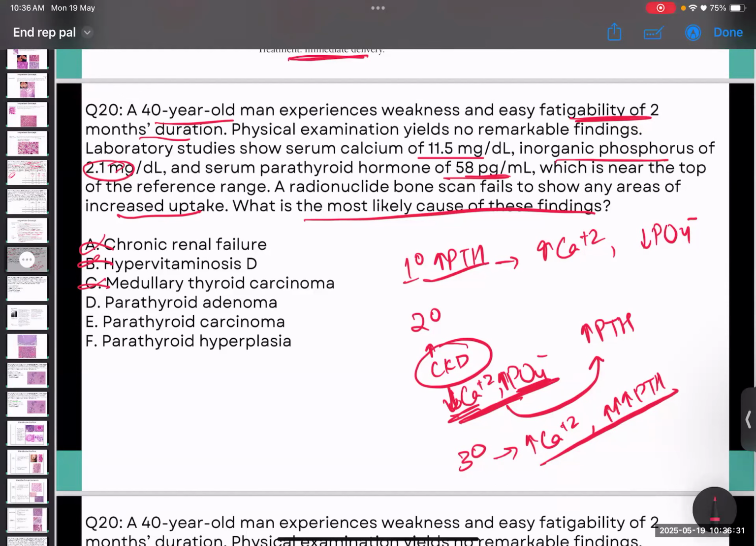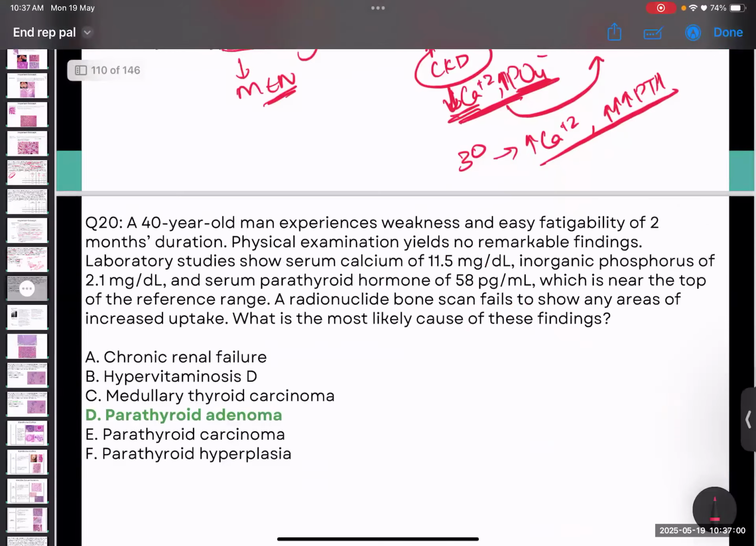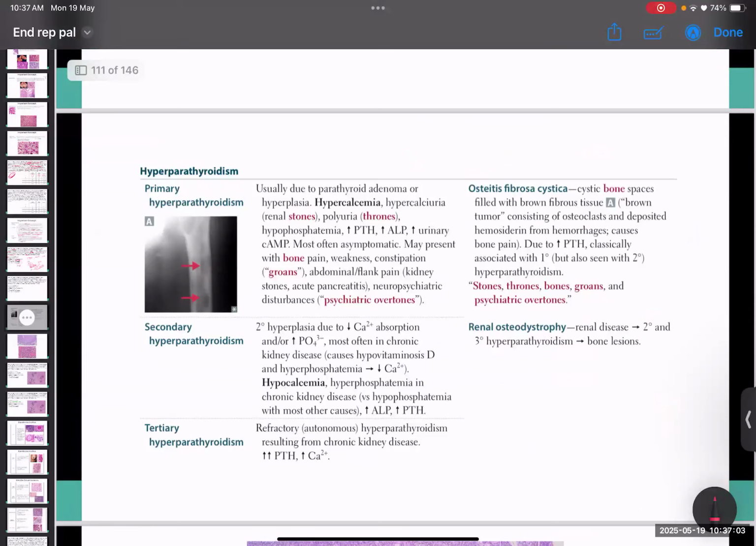And then parathyroid adenoma, carcinoma, and hyperplasia. Out of these three, adenomas tend to be the most common. Carcinomas usually have very, very high PTH values, and 58 isn't that high. Hyperplasia is usually seen in the setting of MEN syndromes, and based on this clinical picture, the patient clearly does not have any other endocrine abnormalities. So we're going to go with adenoma, also because it's the most common. And this is the same thing that I went over here.